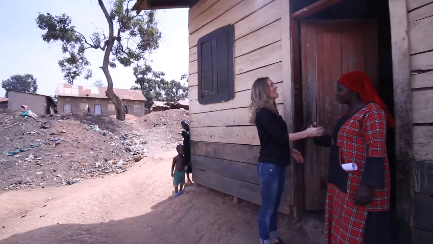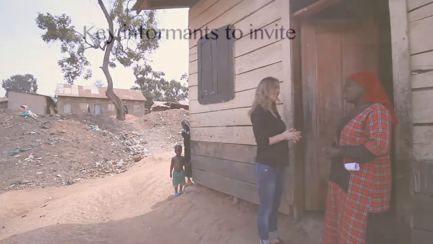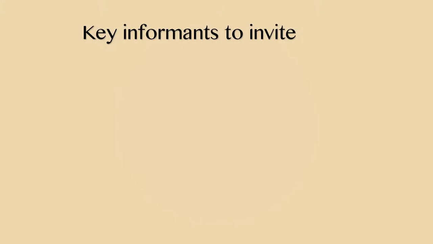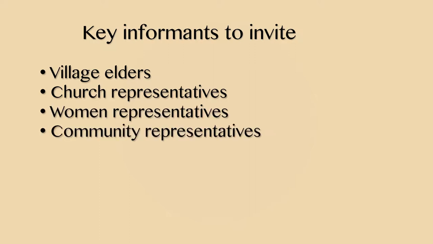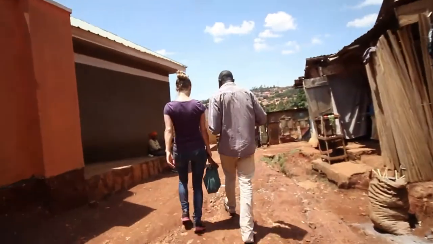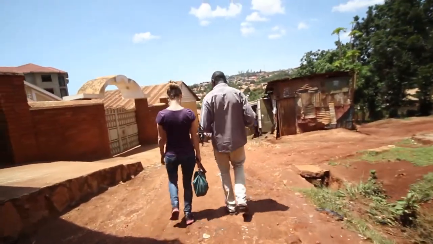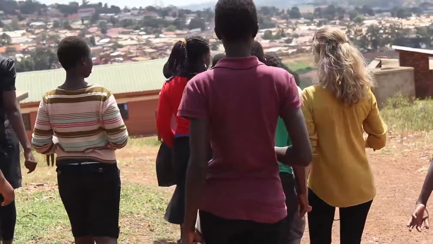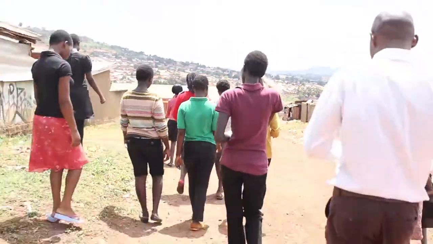I invited her for the Transect because she is a school teacher and knows the area very well. Other key informants for a Transect could be, depending on the subject of your research, village elders, if they are able to walk a long distance, of course, church representatives, women representatives, community representatives, vulnerable groups, village council members, or even others. When you walk around the area with a highly respected person, such as a church representative, it also creates more trust towards you among the community members, which makes it easier to approach them. So be careful with whom you approach for the Transect.